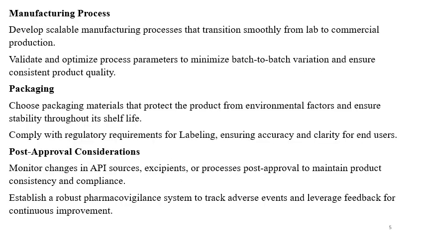Manufacturing process. Always understand that the manufacturing process should be robust, scalable, and transferable. Develop a scalable, robust manufacturing process with critical understanding so that it can be transferred smoothly from the lab to commercial production. Validate and optimize process parameters to minimize batch to batch variations to ensure consistent product quality. So robustness is very important for the manufacturing process. Validate all the manufacturing parameters which are necessary in the validation activities.